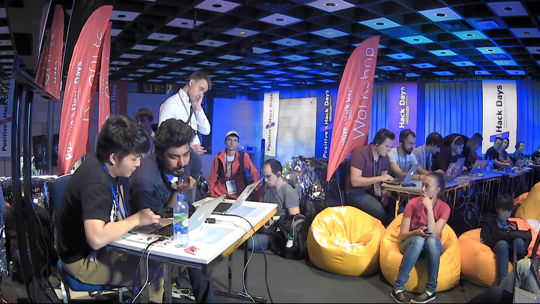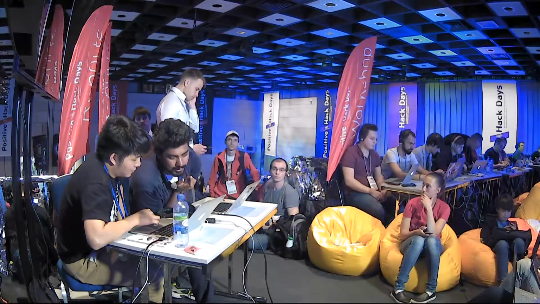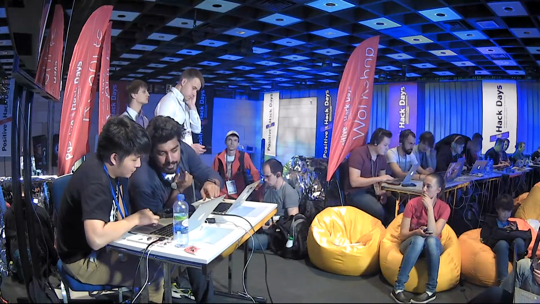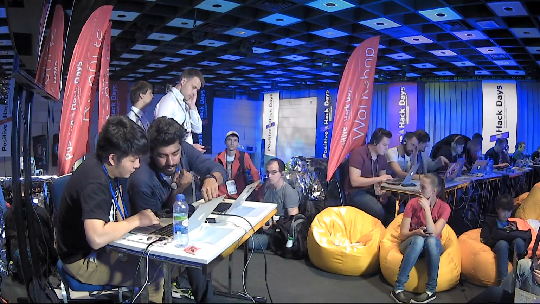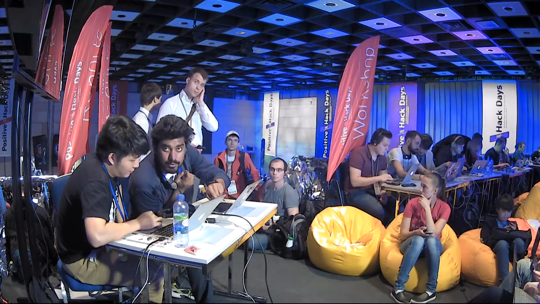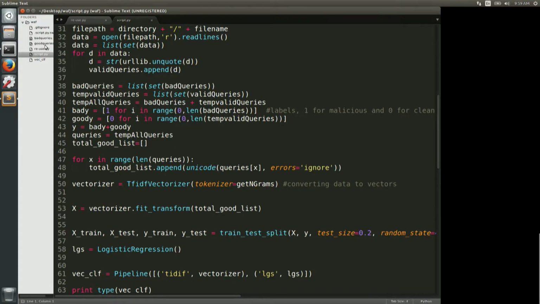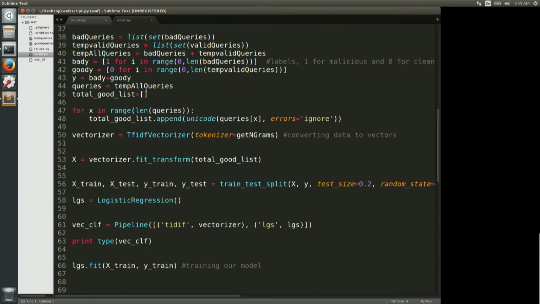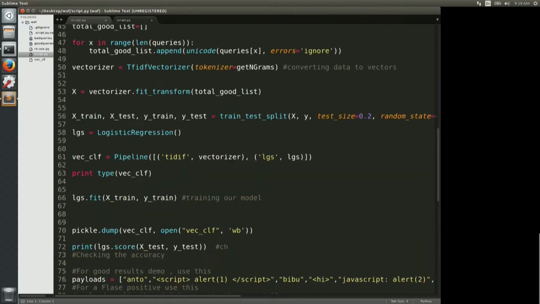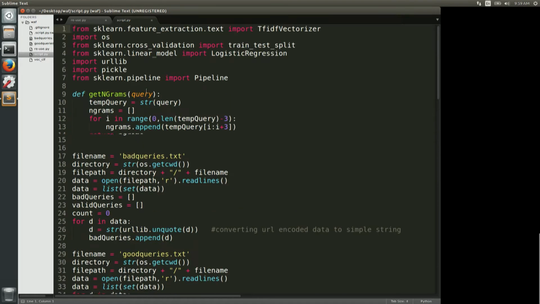You can see how it works by just opening up the script file. This is just a test file, the reuse.py. There is another file in there, script.py. This is the file which generates the machine learning model, which predicts if it is an XSS or not.